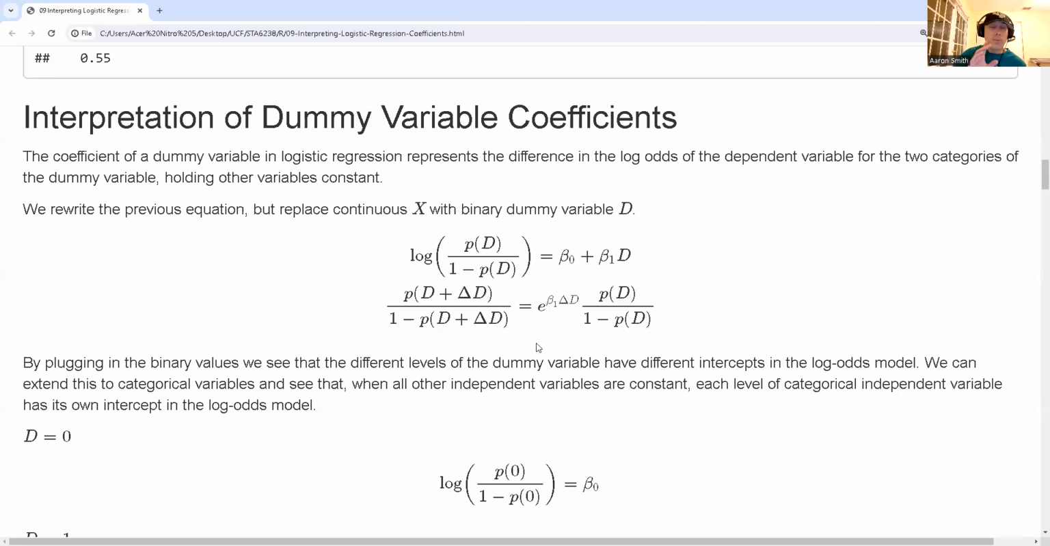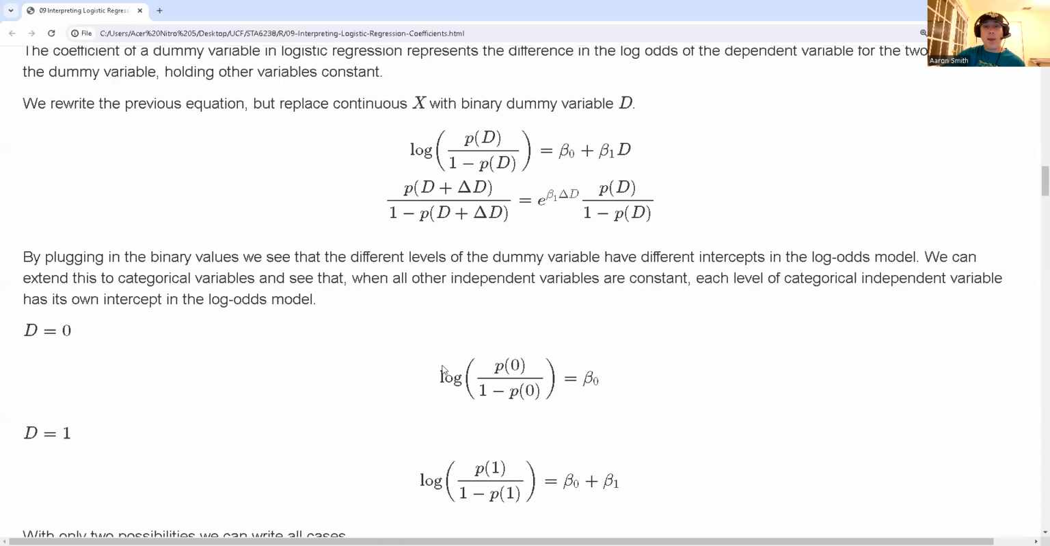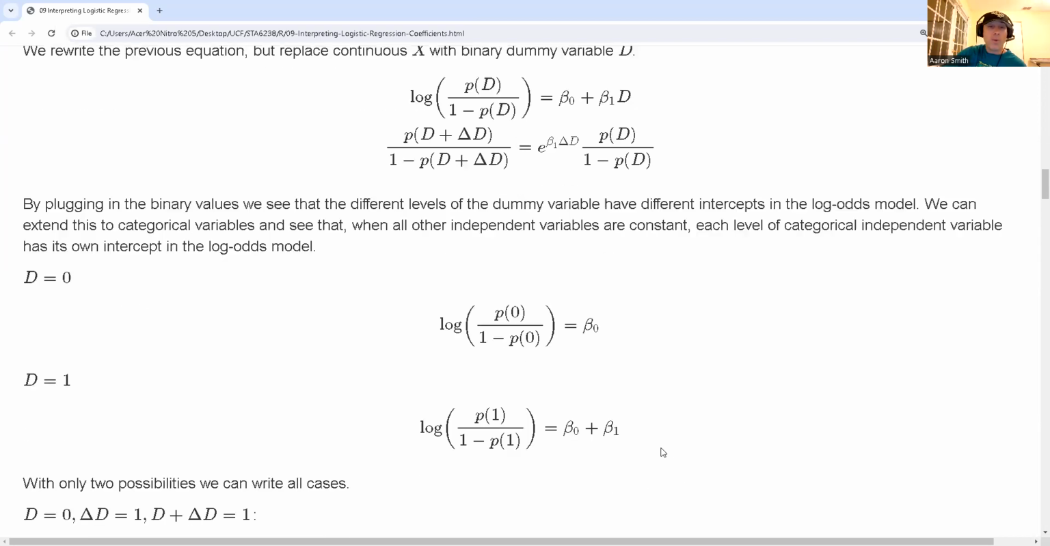Now the way to think about our dummy variables is that a dummy variable changes the intercept portion of the model. What is that going to do? If I manually plug things in, I'll be able to see that if I take the log odds when the dummy variable is equal to 0, I get the intercept. And when the dummy variable is equal to 1, my log odds is equal to the intercept plus the coefficient of the dummy variable.